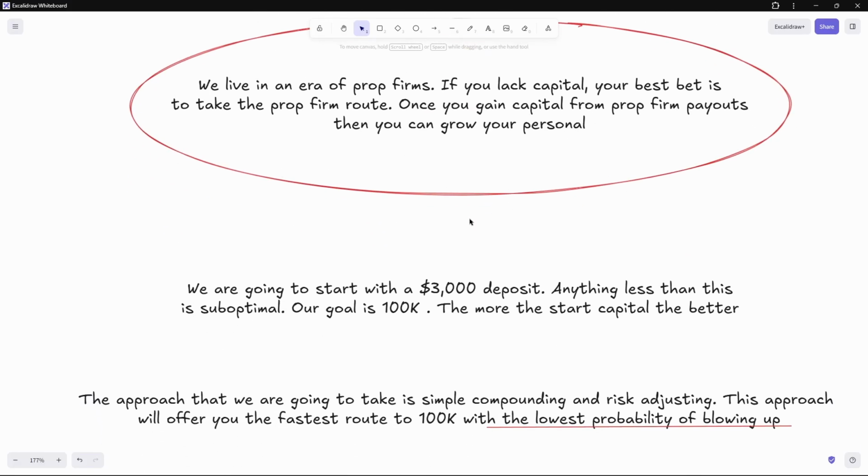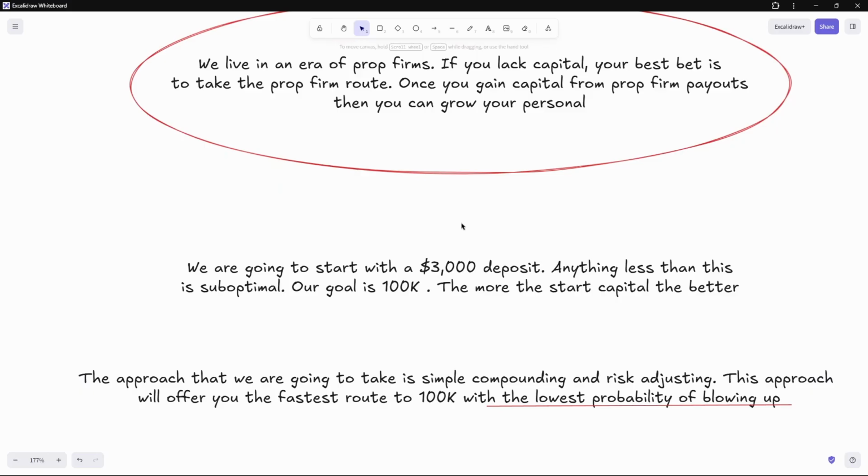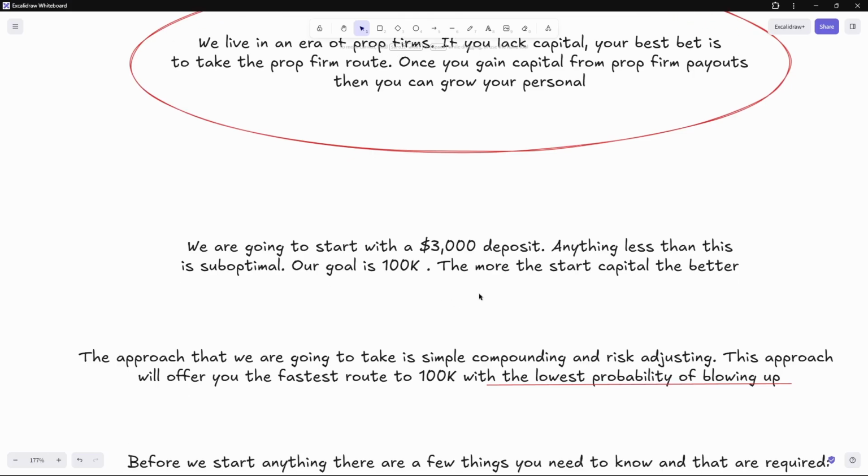Now, we're going to start with a $3,000 deposit. Anything less than a $3,000 deposit is suboptimal. Our goal is 100k. We're trying to grow our account to 100k. So the more the starting capital, the better. And I think that a $3,000 deposit is the lowest that you should go. That is just the bare minimum. If you can deposit 6k, 9k, 10k, even better. But worst case scenario, you should be depositing $3,000. That's what we're going to start with.